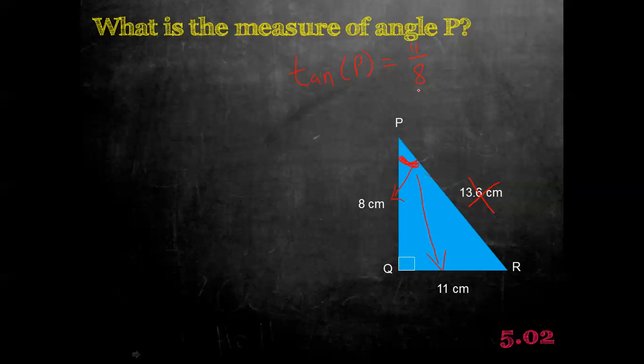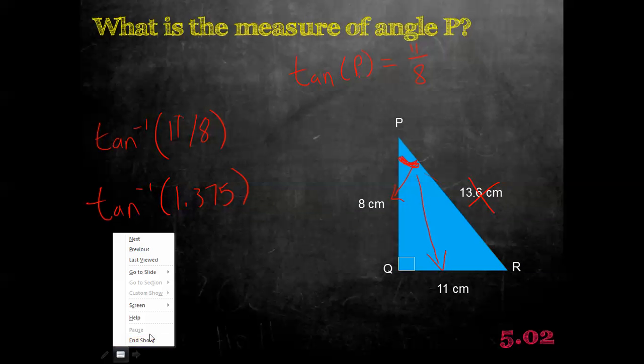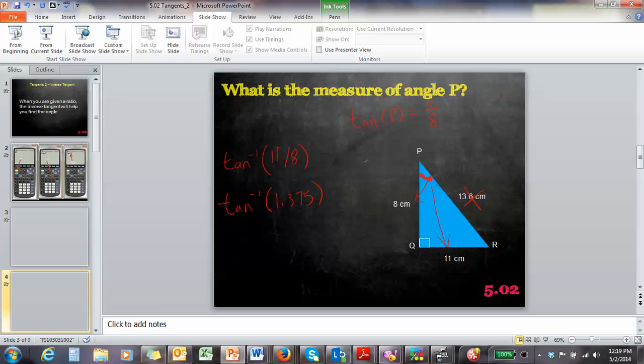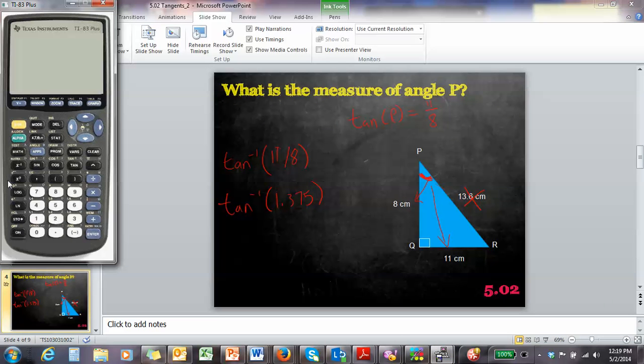Since we're given a ratio, in order to find this angle right here, we're going to put in our calculators the inverse tangent, and we could do two different things right here. We could take just 11 over 8. You can just leave it that way, and that would be the way that I would suggest doing it. Or if you want, you can convert it into a decimal. 11 over 8 is 1.375. I'll show you here that it'll give us both the same answers no matter what we put in.